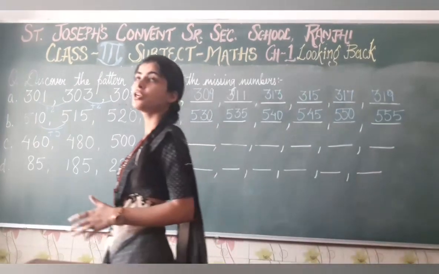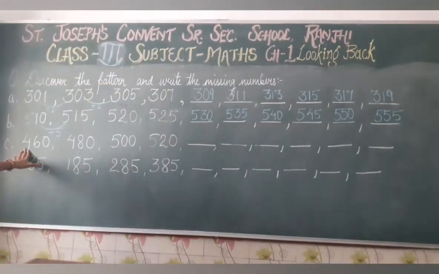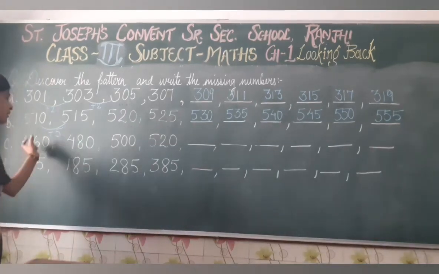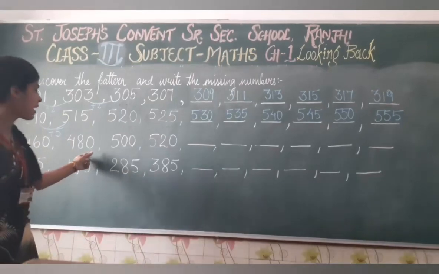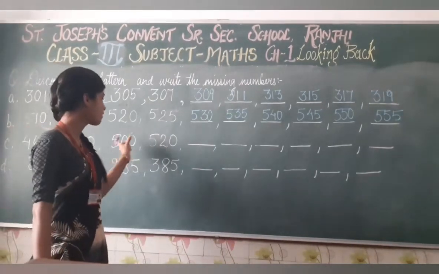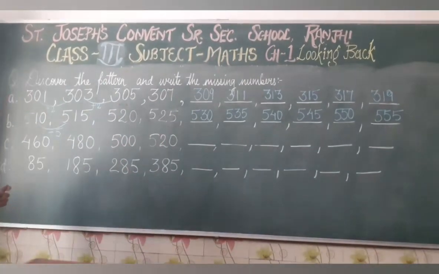Let us move on to the third pattern. First, it is the number 460. What is the number, children? 460. Then it became 480. 60 kya ban gaya? 80. Now it became 500. After 500, it became 20. So, yahan par kis kis ka addition hua? Ki number change hote gaye?